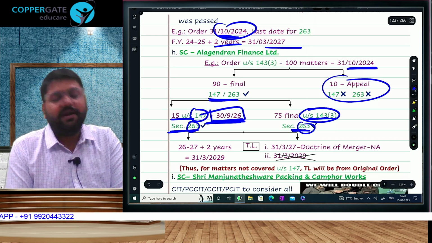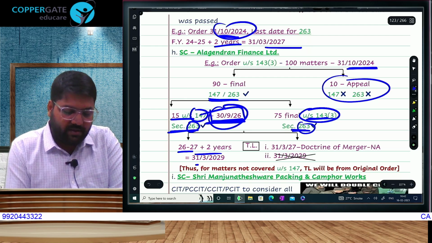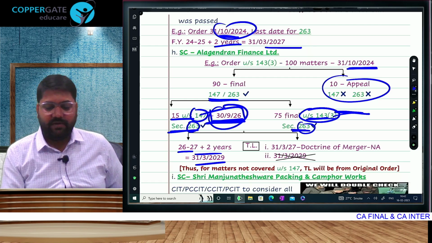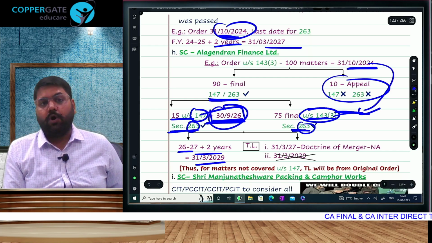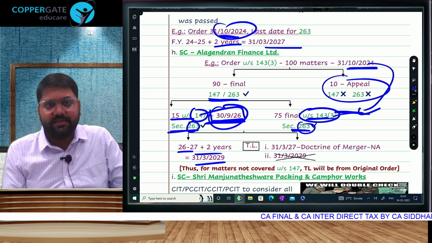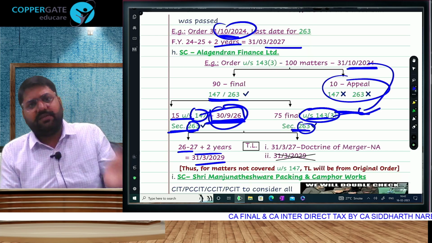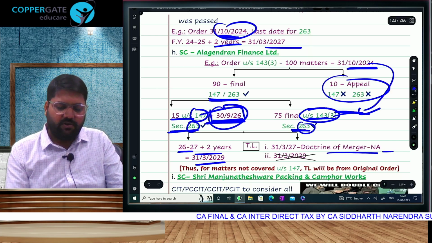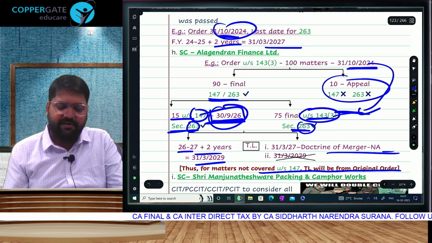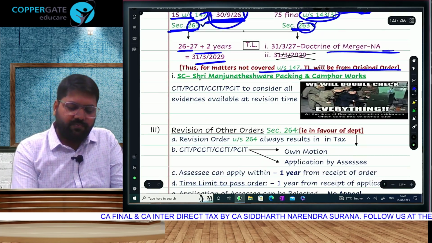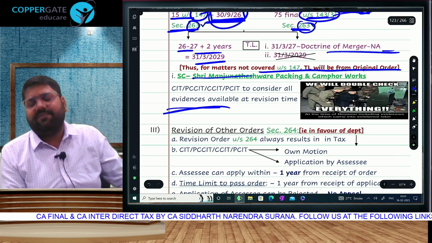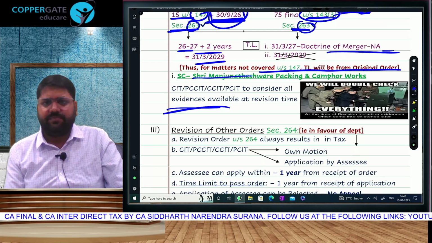With respect to these matters, though, obviously time limit will be counted from here. So, this is going to be the last date. But what about these matters that have not gone in reassessment? It will be counted from the original order. The original order ka mistake will be from original order, and fresh order ka, reassessment order ka, mistakes ka revision we will do from the reassessment order. The doctrine of merger will not be applicable. So, for matters not covered under reassessment, time limit will be from original order. And one more Supreme Court judgment, Manjunatheshwara Packing and Camphor Works, he can take all the evidences that are available at revision time, whether they were there at the time of assessment or no.